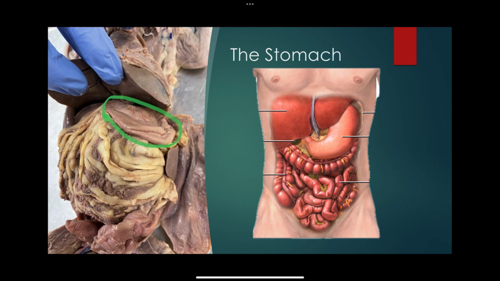Where it receives the food from the esophagus is called the cardia. It would be around here, since the esophagus will come down like this. There's a sphincter in that area to control the amount of food coming through and also preventing any backflow of any gas or any acids.